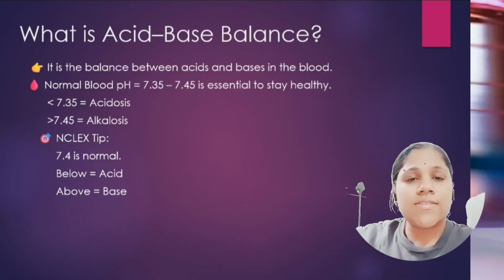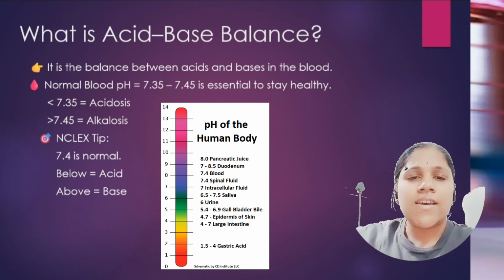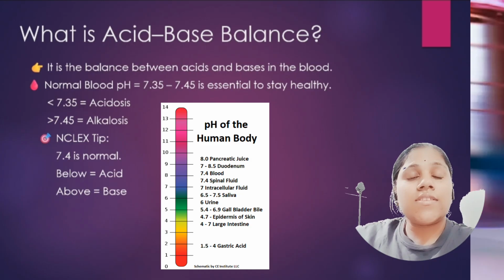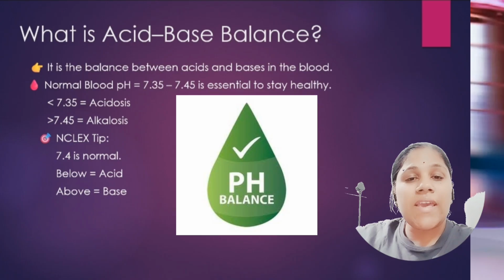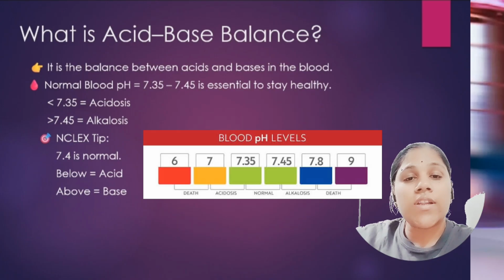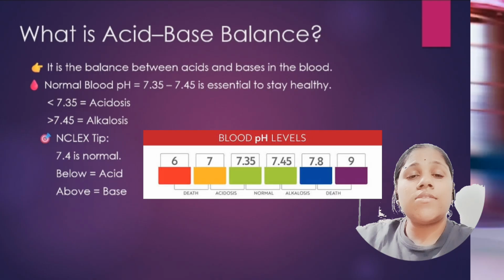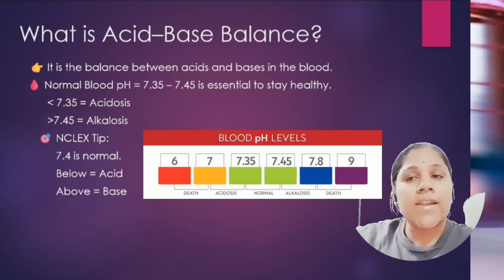What is acid-base balance? It is a balance between the acids and the bases in the blood. There are different types of body fluids with different levels of acidity and alkalinity. There is a balance in these fluids in our body to maintain a particular pH. The normal pH is 7.35 to 7.45. This is the most essential pH for the body to stay healthy and maintain homeostasis.